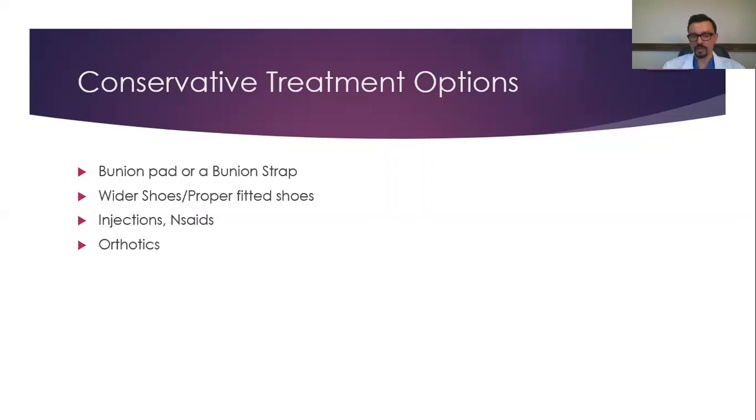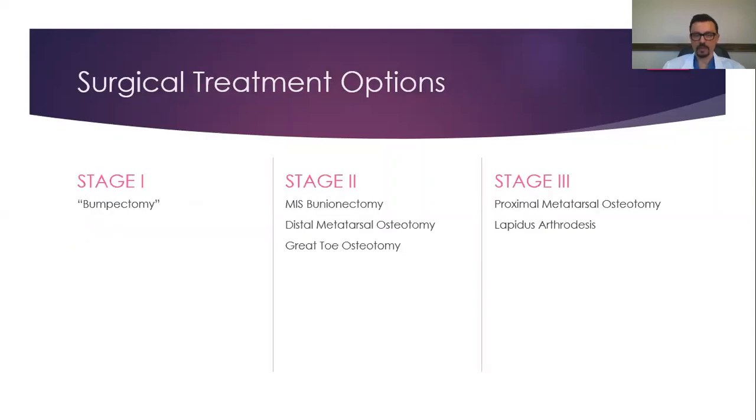All these treatment options will not completely stop the progression of the bunion, but it will slow the progression of the bunion. Wider shoes as well. Again, all of these are just preventing any type of external force on the big toe from shifting towards the smaller toes. The injections and the NSAIDs are more to treat localized pain or swelling or inflammation, especially around the great toe joint itself. So next, the topic we discussed is surgical treatment options.